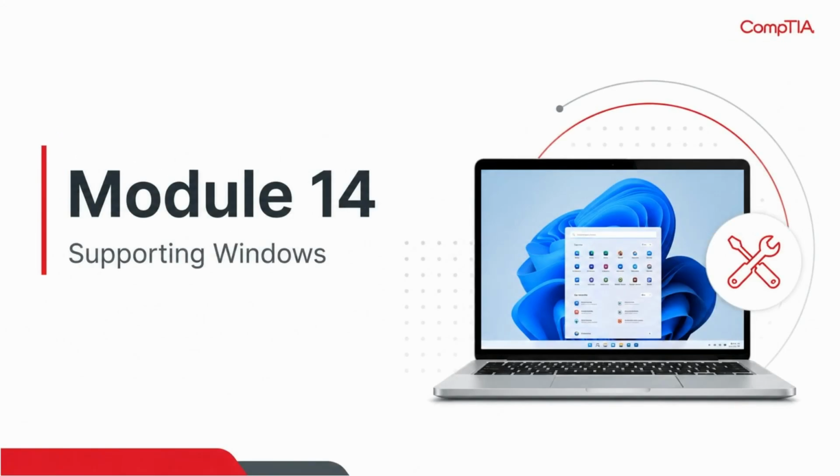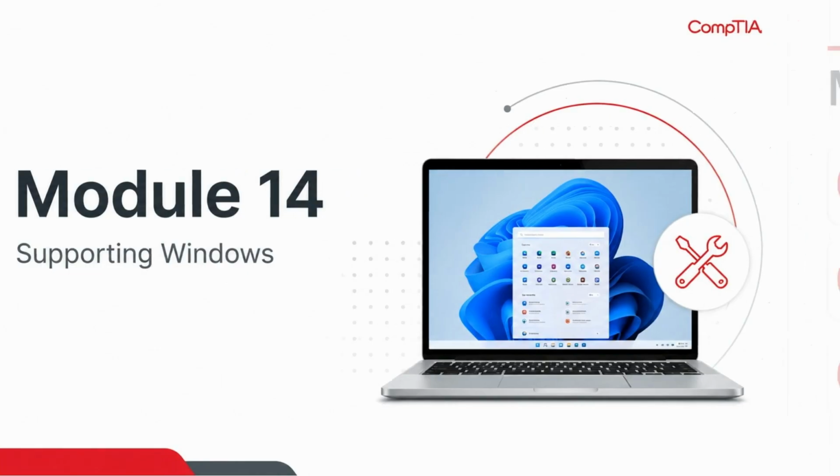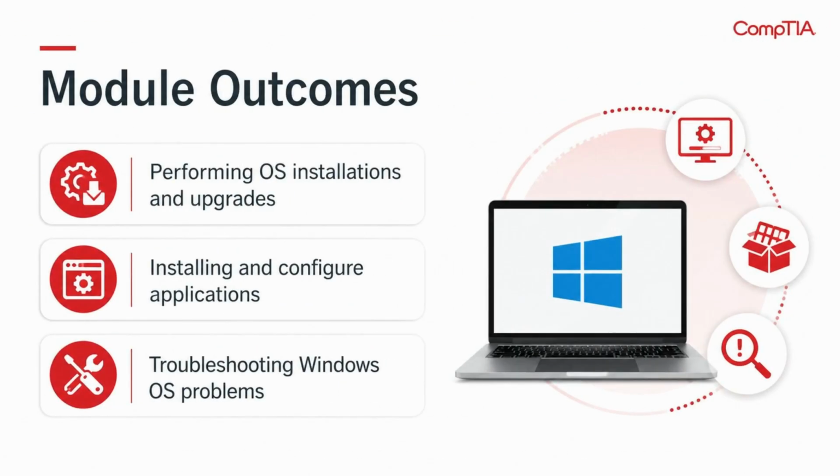Welcome to Module 14, Supporting Windows. This module covers essential skills for troubleshooting Windows networking, remote access, performance tools, and common operating system problems, all of which are critical for your A+ 220-1202 certification. By the end of this module, you will be prepared to handle OS installations and upgrades, manage application configurations, and perform effective troubleshooting on Windows systems.